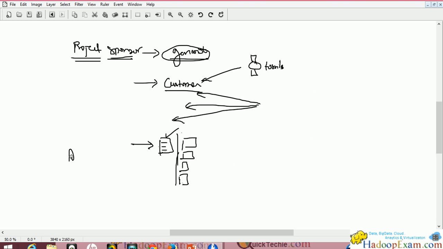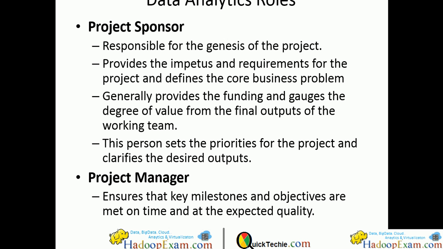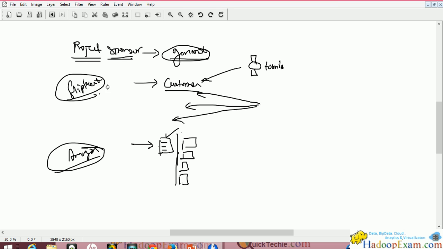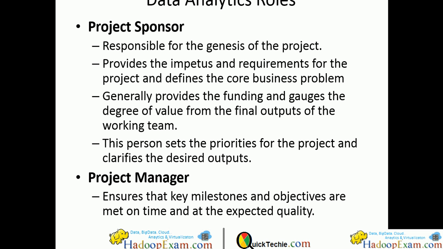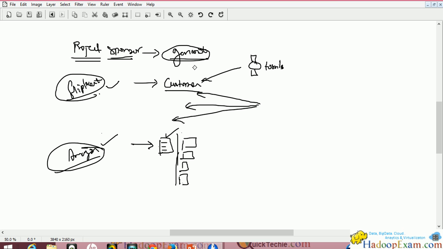So these are the project sponsors. Here the Amazon book seller website would be your project sponsor. Similarly, Flipkart, who wants to sell their products, could be a sponsor over here. So big companies like these are involved in data science projects. The sponsor generally provides the funding and gauges the degree of value from the final outputs of the working team, correct? So this is what I have told. This person sets the priorities for the project and clarifies the desired outputs, correct?